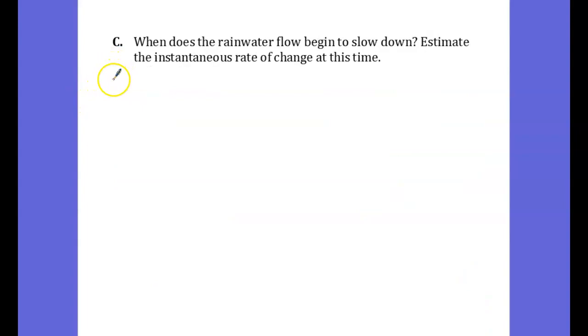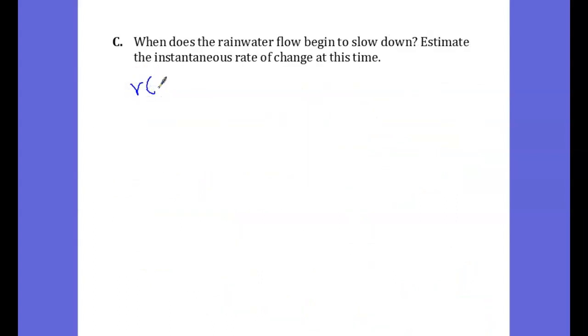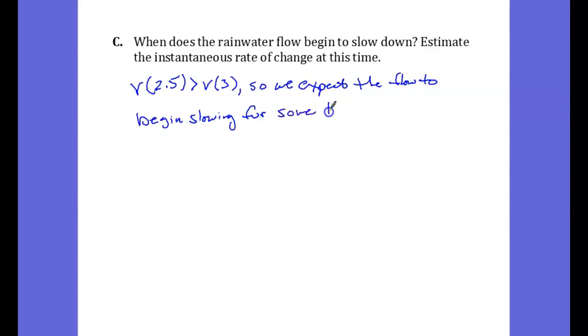Finally, in part C, it says, when does the rainwater flow begin to slow down? Estimate the instantaneous rate of change at this time. Well, if we look at our table, we can see that the volume of water is increasing until we get to 2.5, and then it begins to decrease again. So this would indicate perhaps a drop-off in our flow. So let's make an argument. V of 2.5 is greater than v of 3. So we expect the flow to begin slowing for some time t between 2.5 and 3 hours.